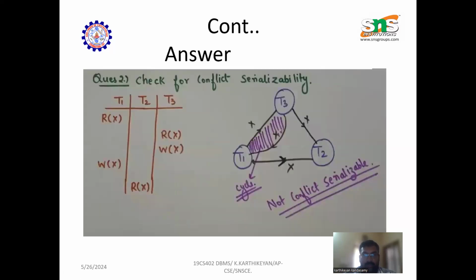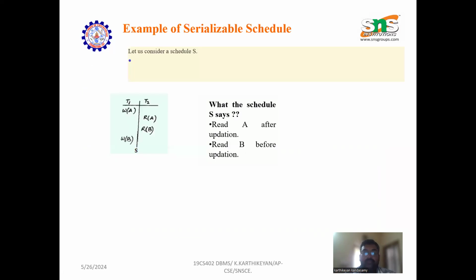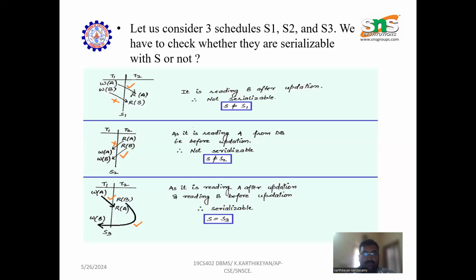Another problem. So once I check T1, R of X and W of X, you can create a process. So T1, T2, T3: if a cyclic form is created, this is called non-conflict serializability. If the cyclic form is not created, this is conflict serializability in the database server. This is another example; you can find out the answer.